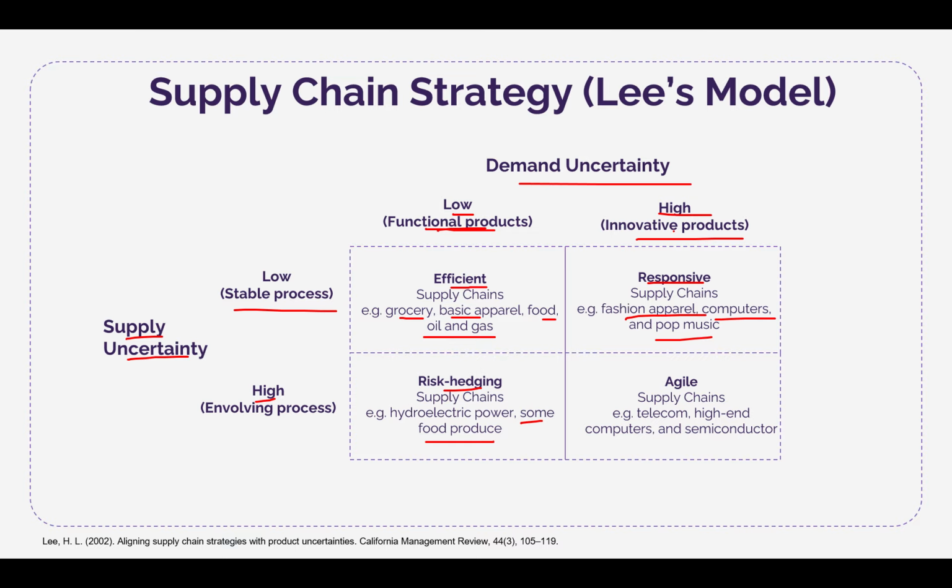And then the last one, if demand uncertainty is high, innovative product, and at the same time the supply uncertainty is also high, it's an evolving process, we can use agile supply chains, for example telecom, high-end computer, and semiconductor.